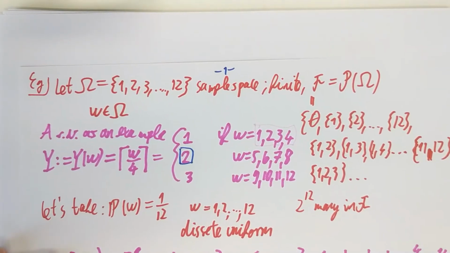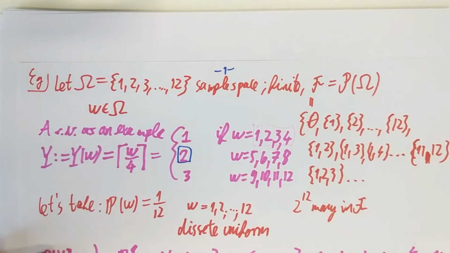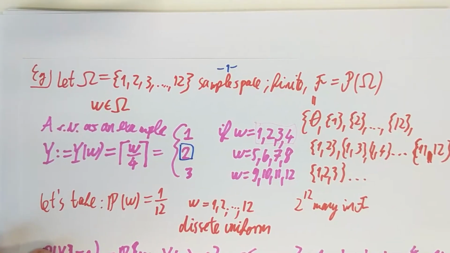Hi everybody, in this quick video I just want to summarize and finish the example we did in the live session. So in the live session we fixed a very simple probability space. Omega was the numbers between 1 and 12 with equal chance each.